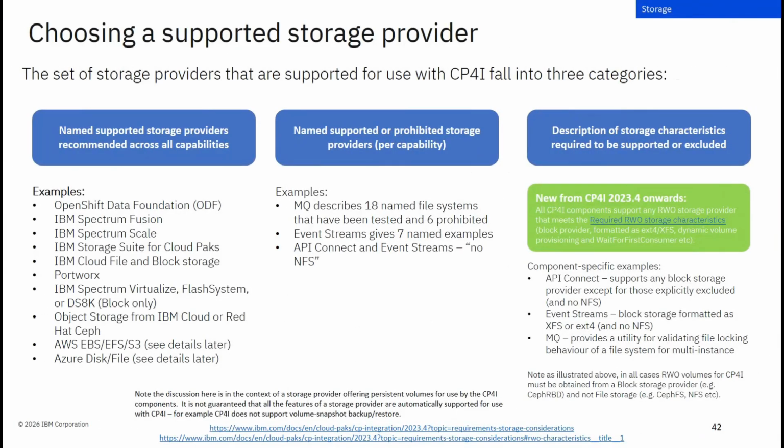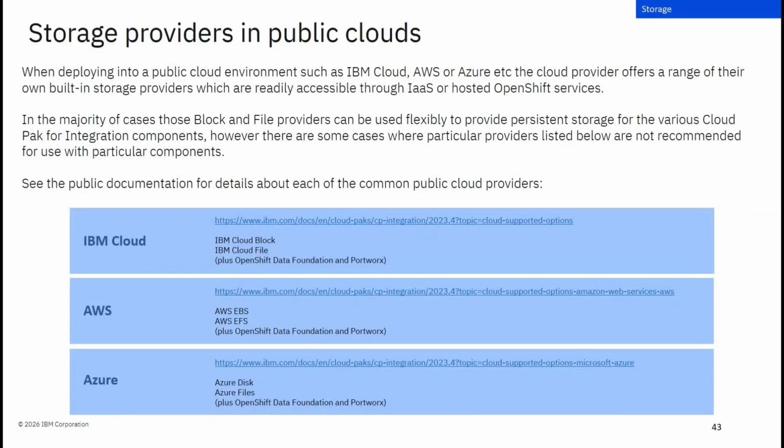CP4I supports a range of storage providers, including OpenShift Data Foundation, IBM Spectrum Fusion, Portworx, and native cloud storage options like Azure Disk and AWS EBS. Public clouds offer built-in storage providers. Customers can use Azure Disk and Files, IBM Cloud Block and File, AWS EBS and EFS, or software-defined storage like ODF and Portworx.